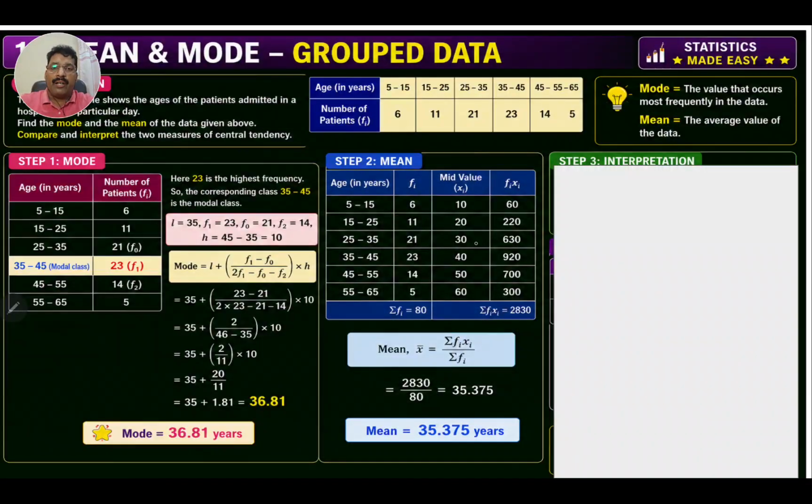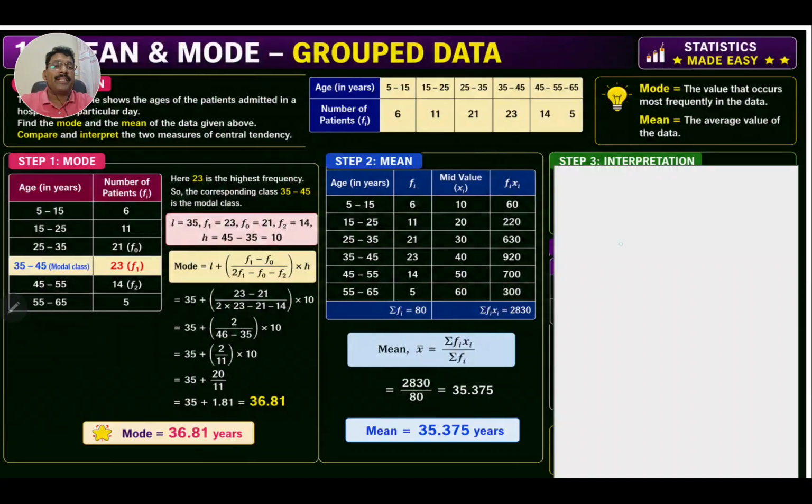So here the mid value you have to find. Mid value we already know: lower limit plus upper limit by 2. Like that, 5 plus 15 by 2 is 10. Similarly for all the values. After that, sigma fi, the sum of all frequencies, is 80. Sigma fi xi means the sum of all fi into xi values. Substituting in the formula, we get 2830 by 80, that is 35.375 years.